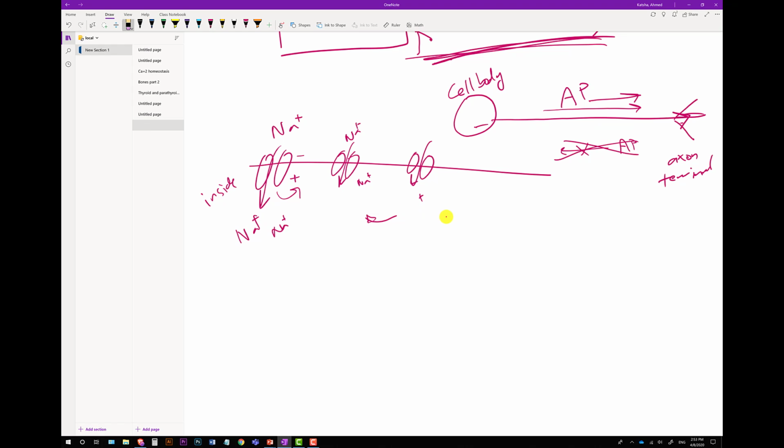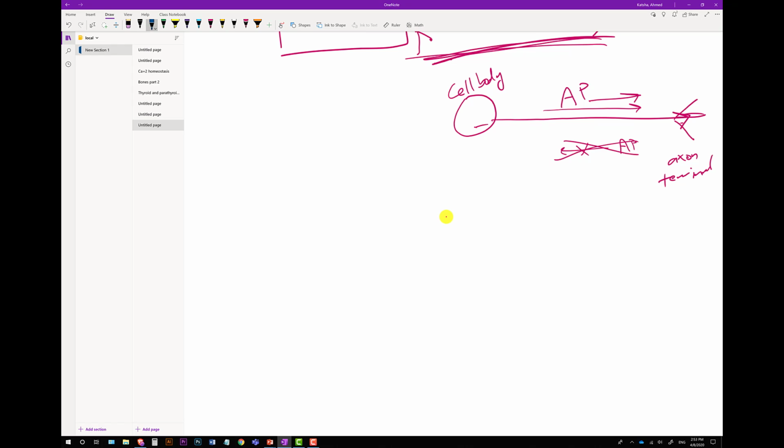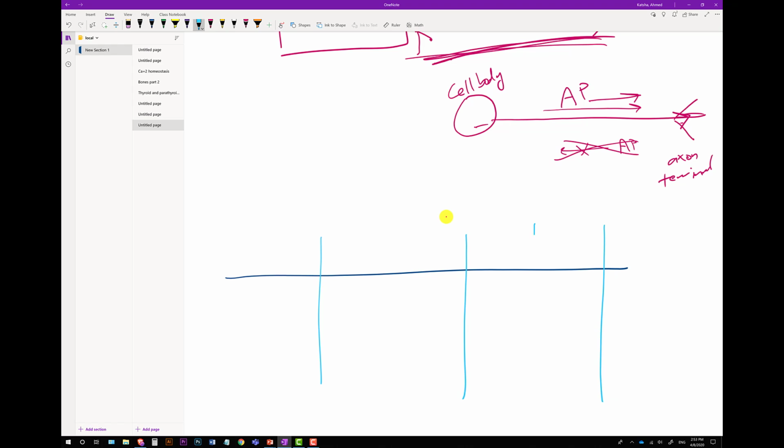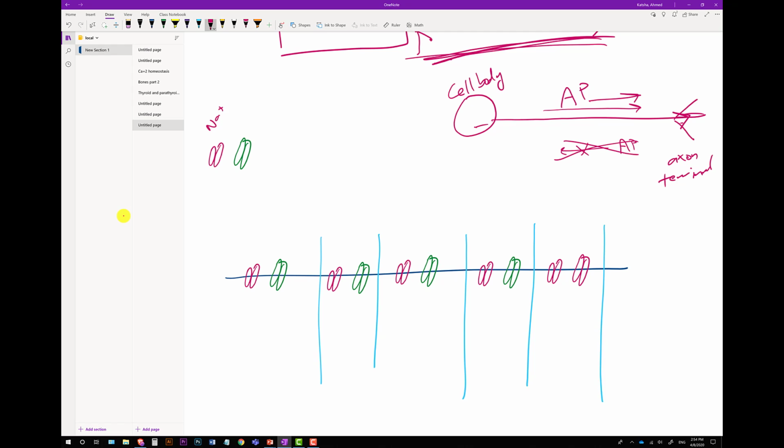I will do some erasing here, and let's draw it in a different way. So this is the membrane potential. This is the plasma membrane. And here, I will draw lines to make sections of the axon. So this is part of the axon, maybe another part here, or another part here. In all of these parts, we always have sodium gates and potassium gates, and both are voltage gated channels.